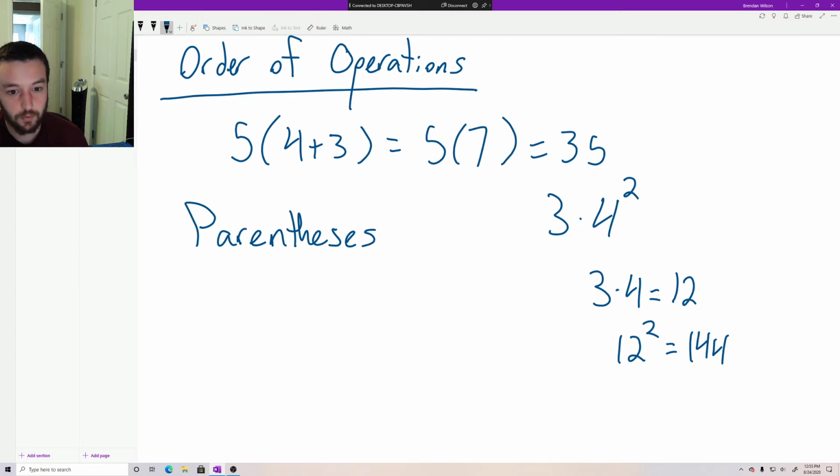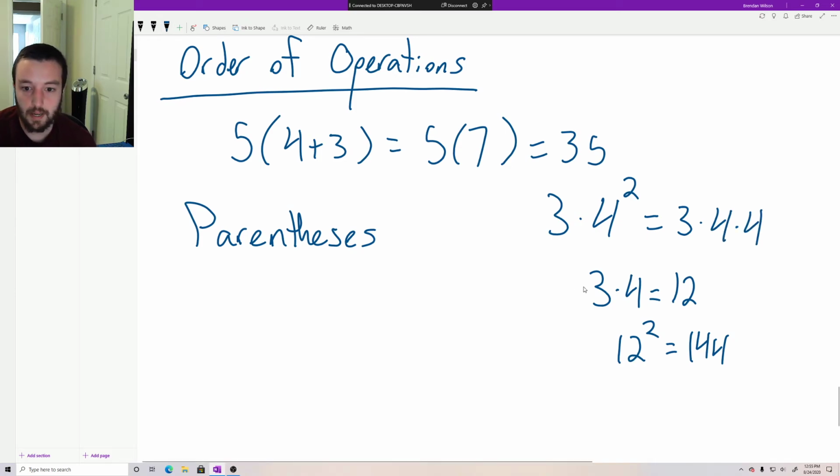The reason it shouldn't feel right is because of what the exponent is: it's multiplying by itself. So it should be 3 times 4 times 4. But that's not what 144 is. With 3 times 4 times 4, now we just have multiplication, so we can do it in whatever order we want. 12 times 4 is 48. So 144 isn't correct. Doing the multiplication first didn't lead to the right answer.